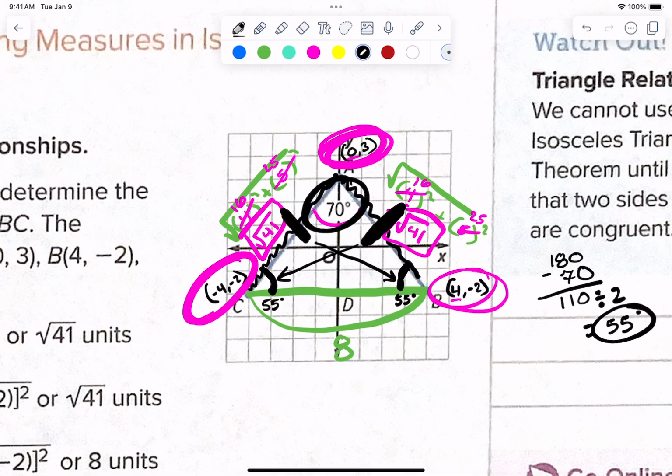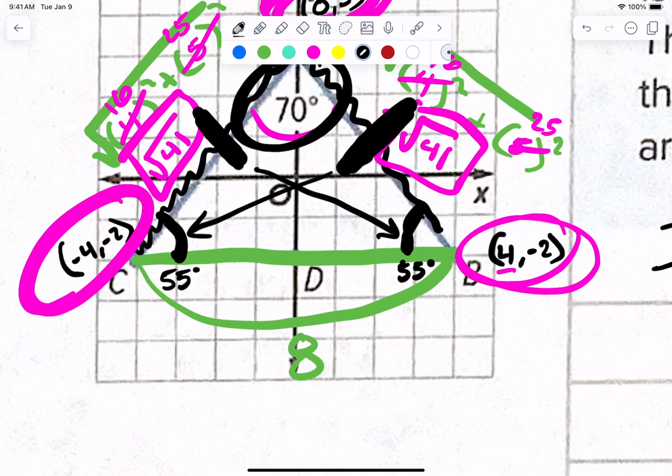Got it? That was a lot of mess to go for that one. But you got two problems like that. I think it's like 5 and 6 are those that are kind of like that. Okay?